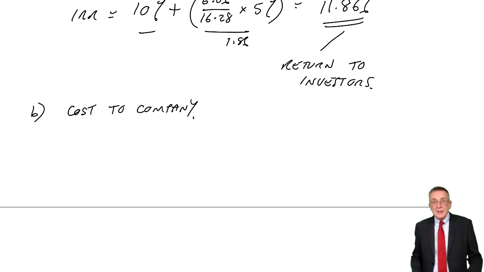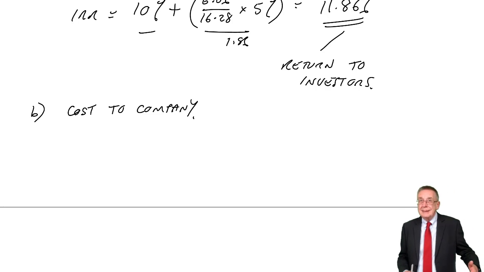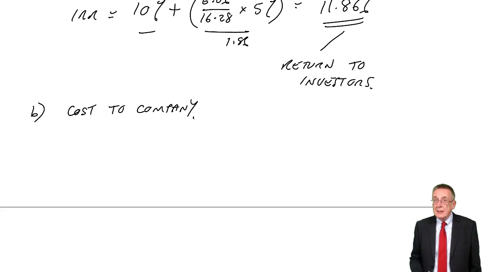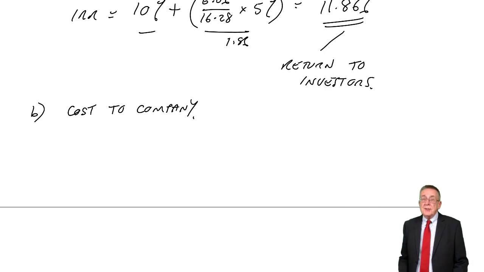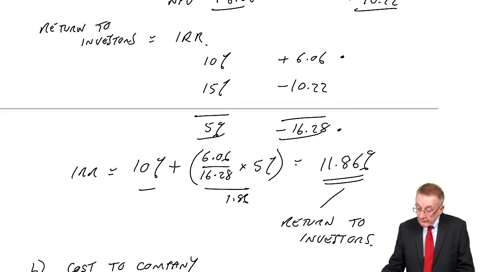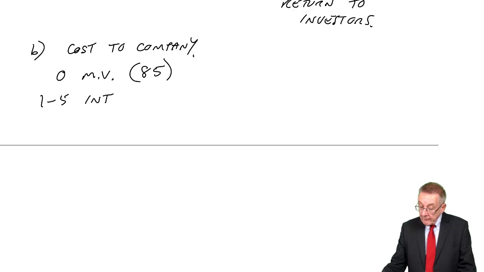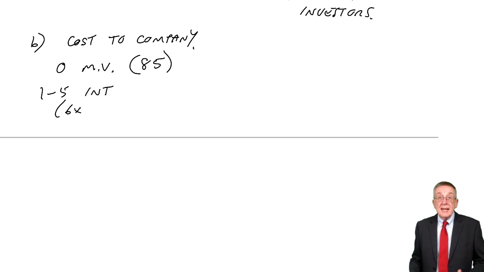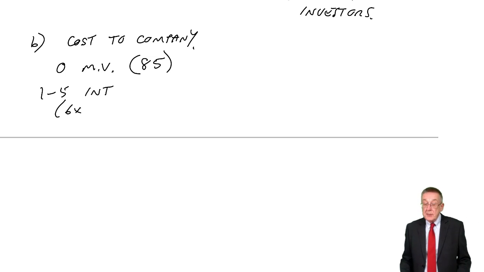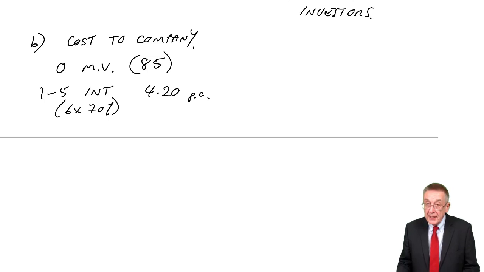Because as far as the company is concerned, the interest will be tax allowable, but the repayment isn't. If we do exactly the same thing from the company's point of view, the market value is 85. The interest, well, they will be paying $6 a year, but they'll get tax relief. What's the rate here? 30%. Tax relief of 30%. So the net cost, the interest, will only be $4.20 per year.